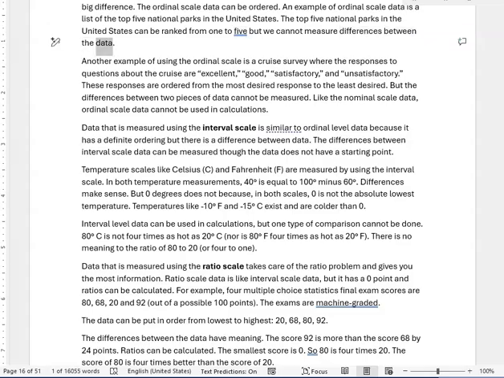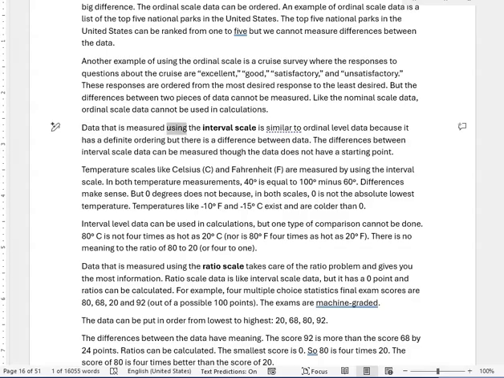differences between the data. Another example of using the ordinal scale is a cruise survey where the responses to questions about the cruise are excellent, good, satisfactory, and unsatisfactory. These responses are ordered from the most desired response to the least desired. But the differences between 2 pieces of data cannot be measured. Like the nominal scale data, ordinal scale data cannot be used in calculations.